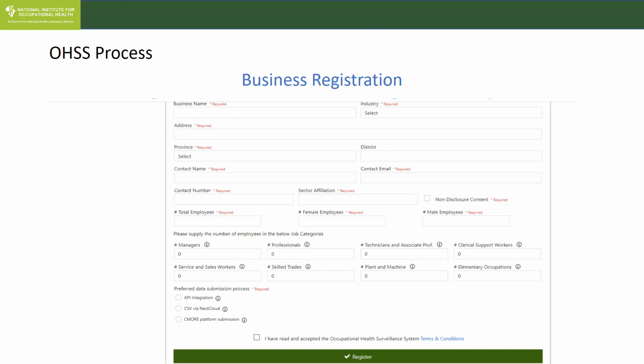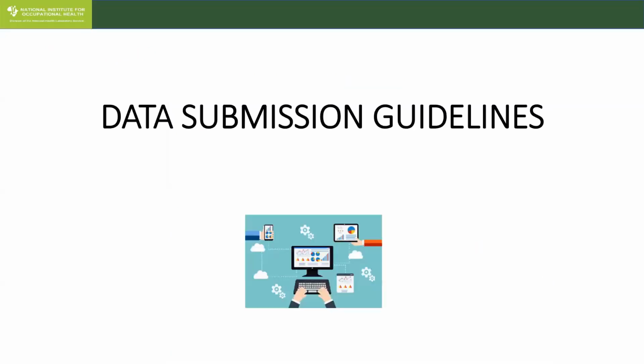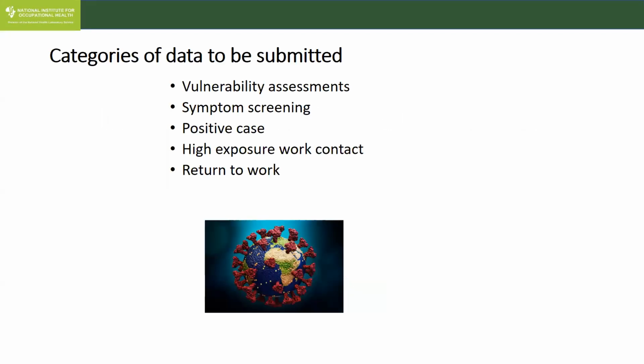And then you need to choose your submission process, and that will be described going forward in the later presentations. So now I'm just going to touch on the data submission guidelines, because this is where our main challenges occur in this system. Okay, so there are, I'll say 4 categories, but we have 5 here that need to be submitted. So the first one is the vulnerability assessment.